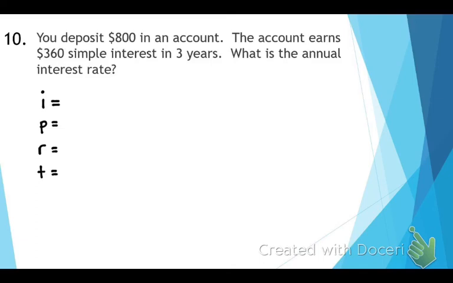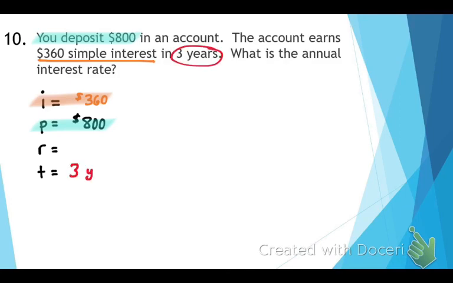All right, let's focus on the first sentence. It says you deposit $800 into an account. Guys, what is that $800? Principal. That's the principal. That's my starting amount. That's $800. As you keep reading, the account earns $360 simple interest. So that tells me that that is my interest, the I. And I do this in what amount of time? In 3 years. So 3 years, is that the rate or the time? Okay, that's the time. So we're going to put that down there.